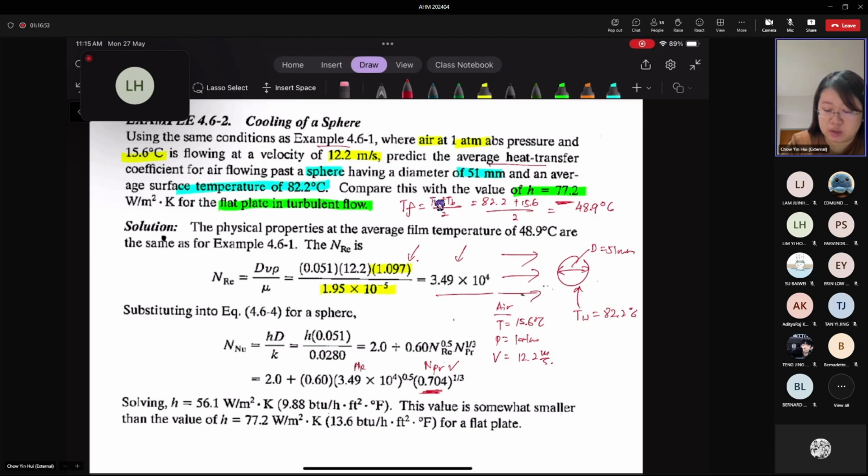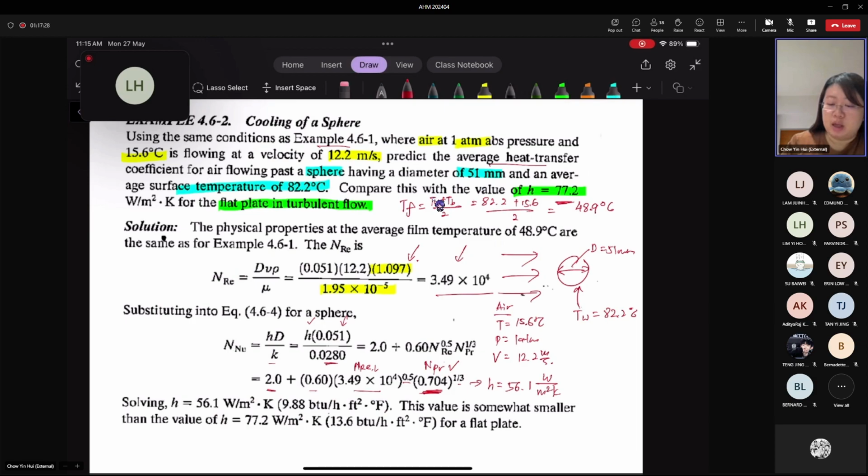So this is the Reynolds number. So substituting it to the correlation, and equate it to the Nusselt number. So you can see here, h multiplied by the diameter of the sphere, 51 mm, divided by the thermal conductivity, should equal 2 plus 0.6 multiplied by Reynolds number to the power of 0.5, then Prandtl number to the power of 1/3. Now, if you complete this calculation here, the h value is equal to 56.1 watts per meter square Kelvin.